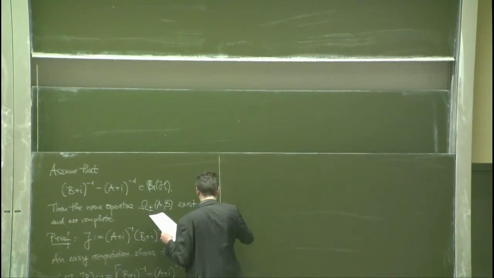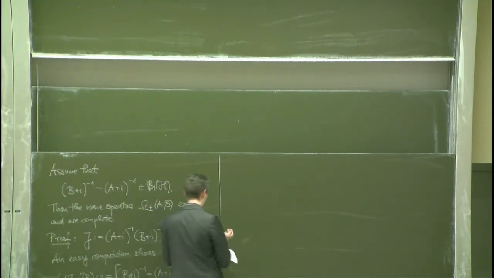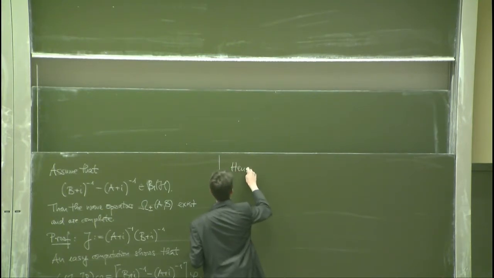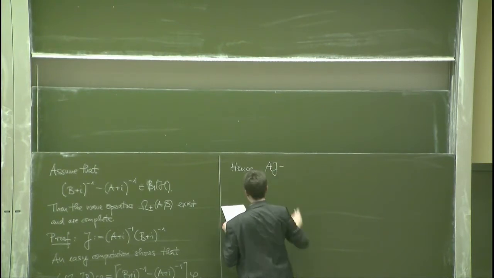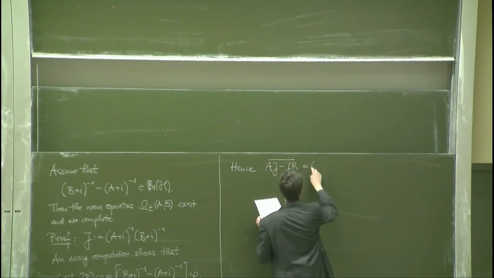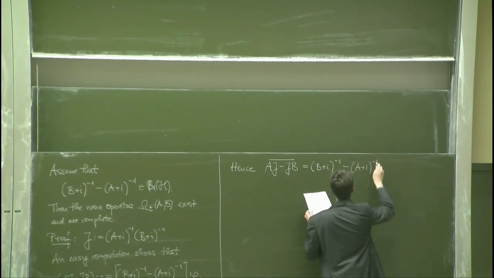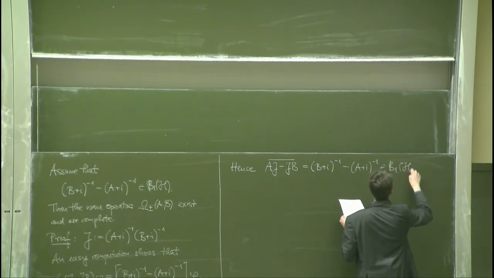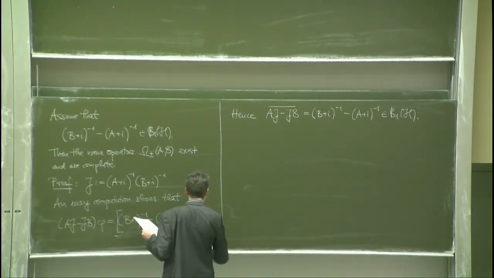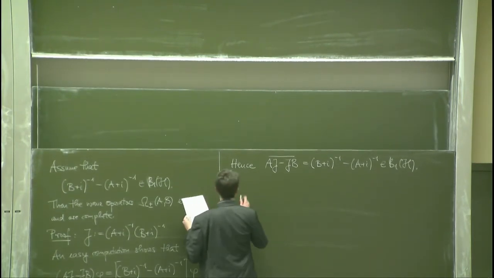Hence, we conclude that AJ minus JB, if I take the closure of this operator, is nothing but (B plus I) to the power of minus 1 minus (A plus I) to the power of minus 1, and this is then, by our assumption, trace class. Here I have to say that, of course, I do this computation for phi in the domain of A, which is a dense subspace, and then we obtain this conclusion here.